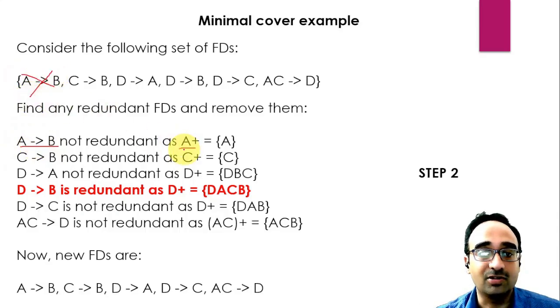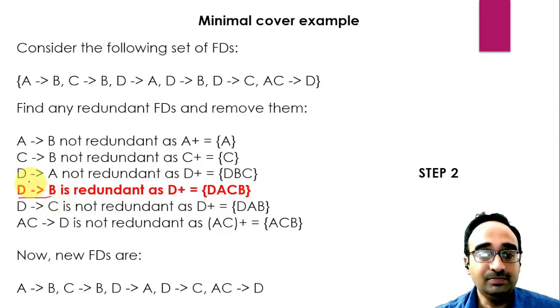Now you find the closure of A plus. Is there any A on the left hand side? No. So there is only A. Since B, the RHS, is not there in the closure, this is not redundant. So we can say that this FD is not redundant. Similarly, you can find for C to B, D to A, and let's see for D to B.